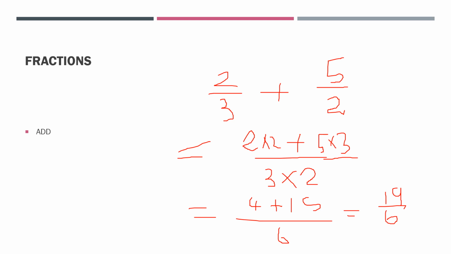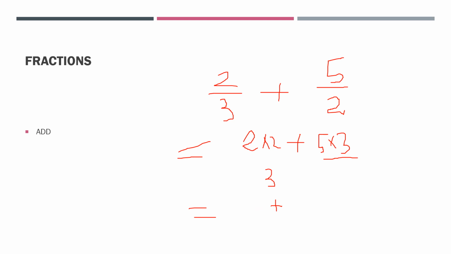Let me just check if the answer is correct. When you put it on your calculator, it will give you 19 over 6. Okay. So let's say, for example, now we have 3 fractions. We're actually going to do the very same thing here.